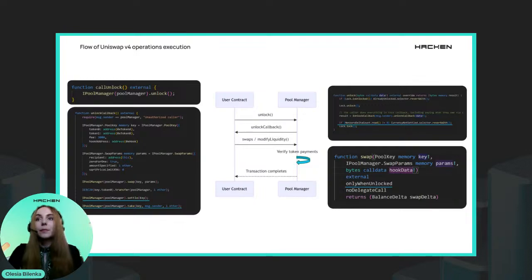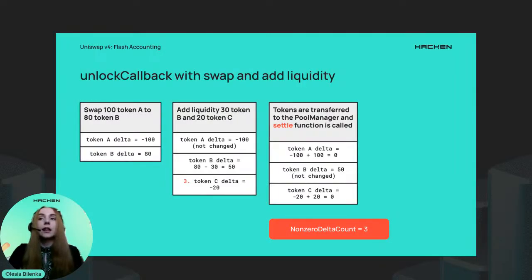If we return to our execution flow diagram, we may notice in the unlock function that there is a non-zero delta count verification. In case it is not equal to 0, the transaction reverts. In our case, this non-zero delta count is equal to 3. So this check would fail and revert if we finalized the transaction here, and that's correct because no tokens have been transferred yet. So what we need to do now is make this value equal to 0.